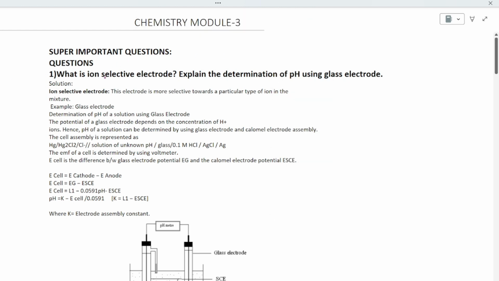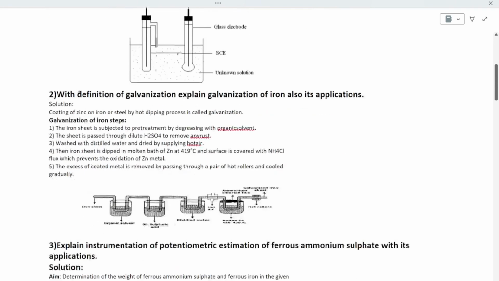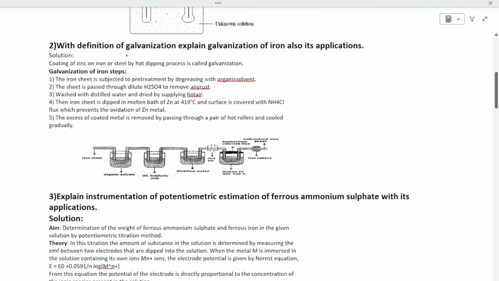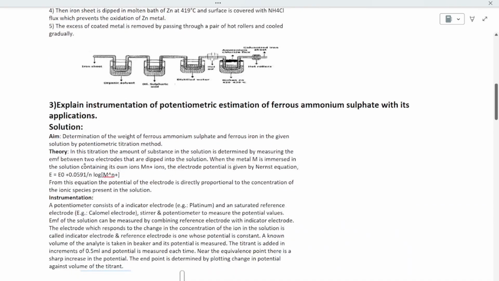The first question is, what is an ion selective electrode, and determine the pH using a glass electrode. I have given all the required answer with diagram. And next is the definition of galvanization, explaining the process of galvanization by taking iron as an example.